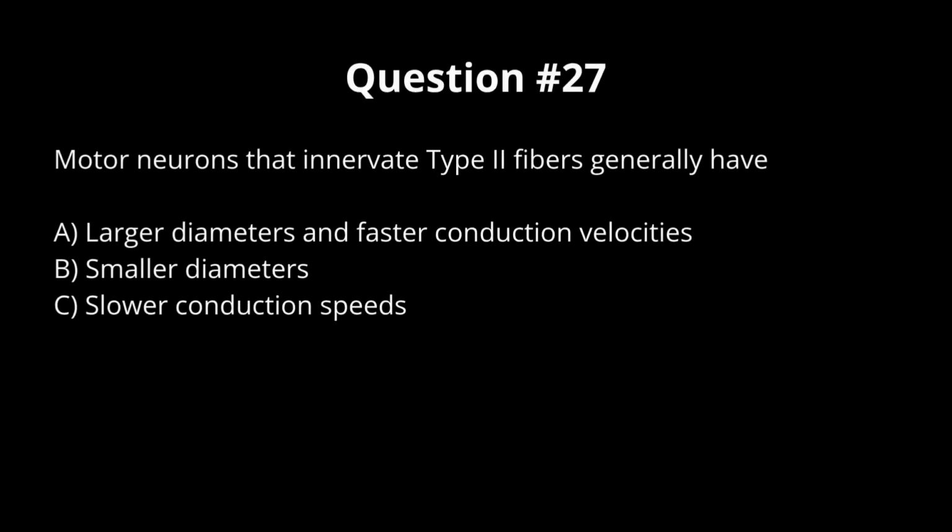Question number 27. Motor neurons that innervate type 2 fibers generally have: A. Larger diameters and faster conduction velocities, B. Smaller diameters, C. Slower conduction speeds. The correct answer is A. A large diameter neuron transmits impulses more rapidly, allowing quick, powerful contractions in type 2 fibers.